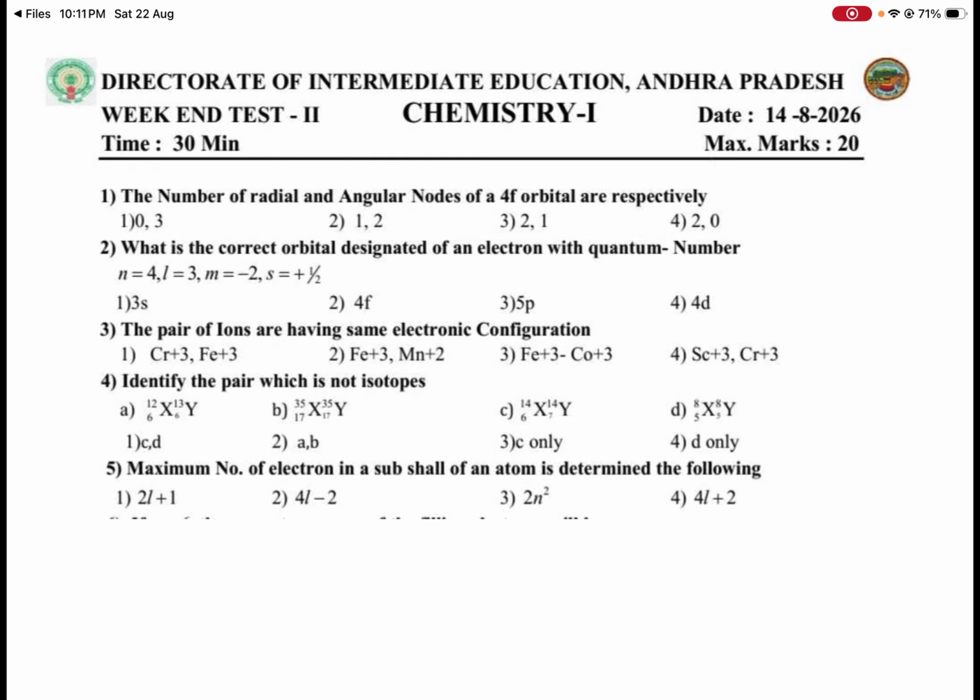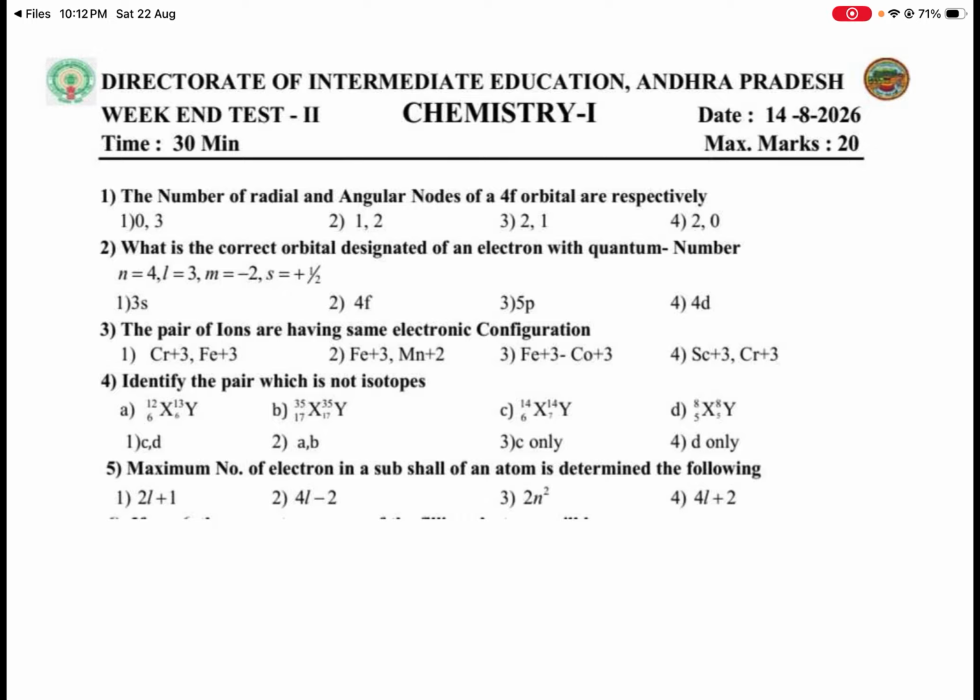In this video, I am going to discuss the weekend test 2 conducted by the Board of Intermediate Education for first year, in the second chapter, that is structure of atom. First one: the number of radial and angular nodes of a 4f orbital are respectively. Here they are asking radial and angular nodes. Option 1 is 0, 3; option 2 is 1, 2; option 3 is 2, 1; option 4 is 2, 0.